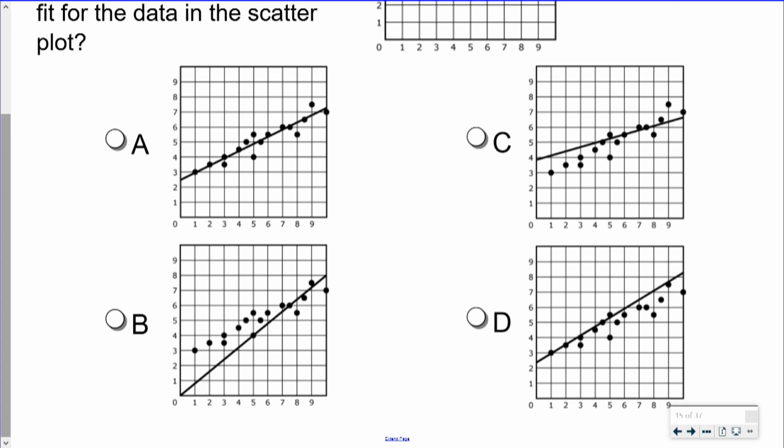And then finally, let's look at option D. So again, we were able to intersect some points, that's good. But do we have about the same amount of data points above the line of best fit as well as beneath it? And the answer is no. So we're going to go with option A. Option A has a line of best fit that best represents our scatter plot.